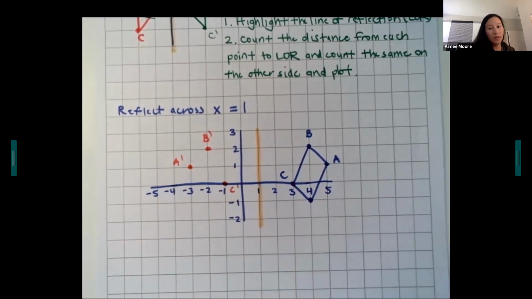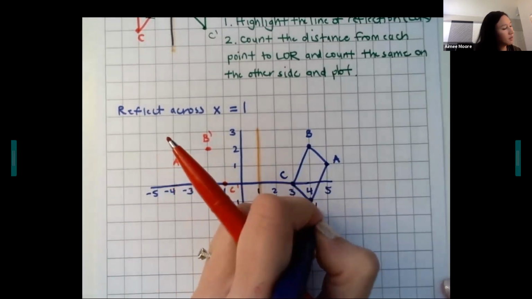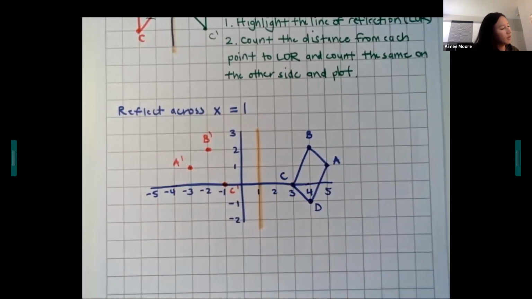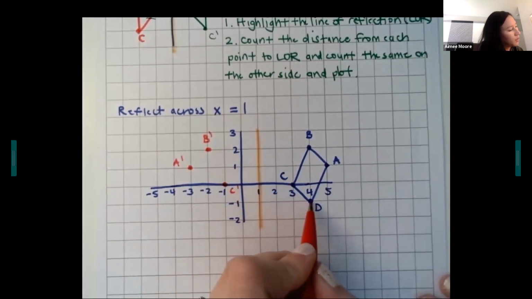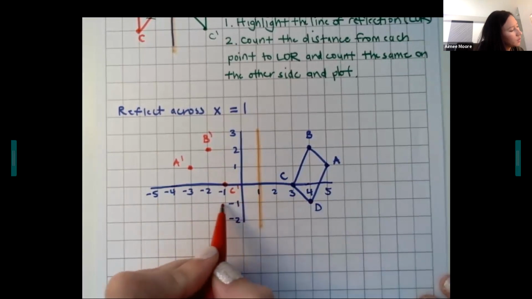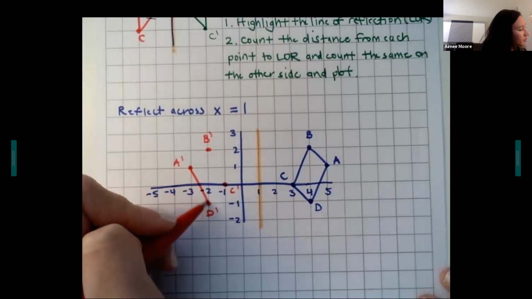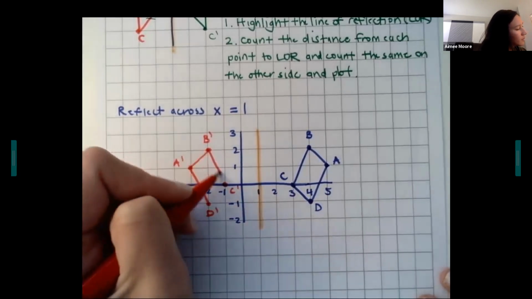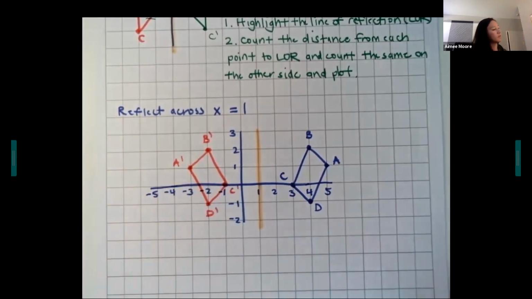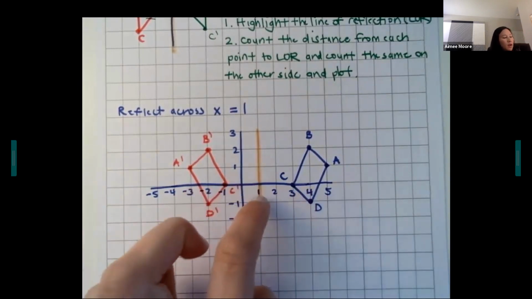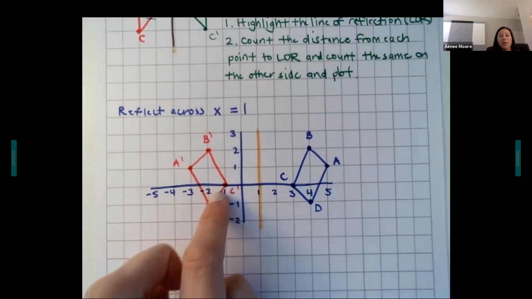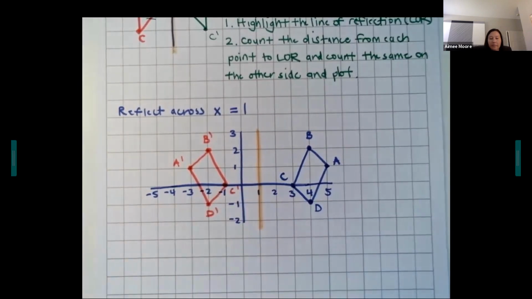And I forgot to label D. D is 1, 2, 3. So we'll go 1, 2, 3, and there's D prime. So if we flip this figure across x equals 1, we'll get this figure. Any questions?